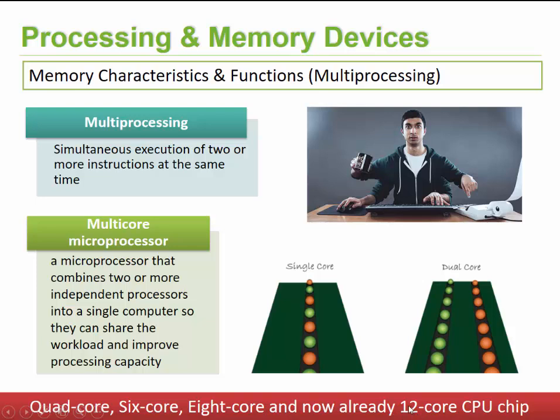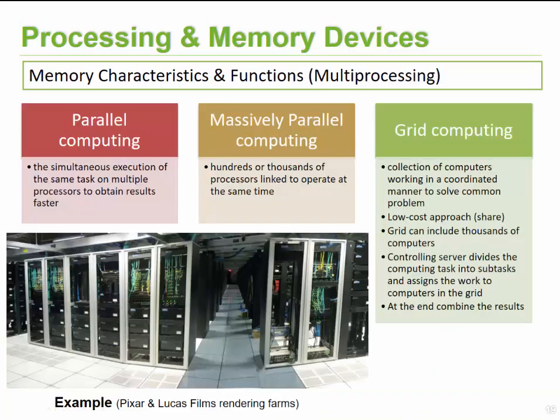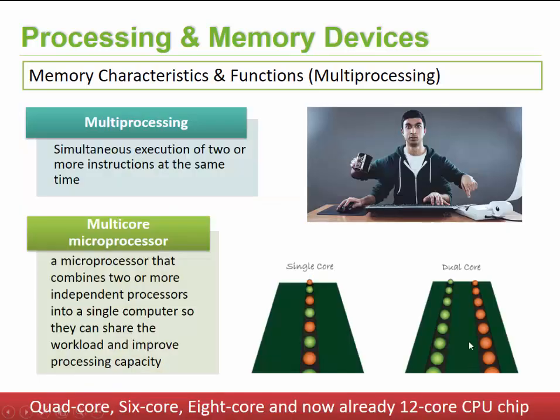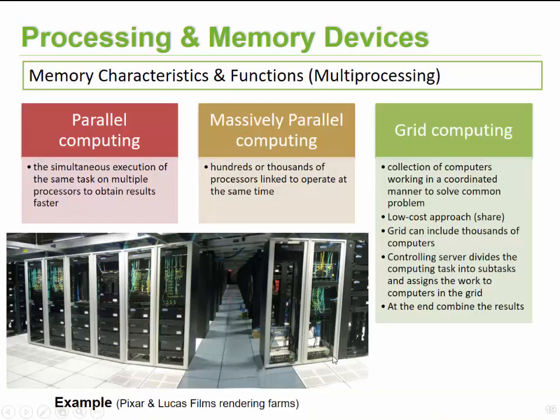Now again, continuing with processing, we need to know the difference between parallel computing, massively parallel computing, and grid computing. Parallel computing is the simultaneous execution of the same task on multiple processors. If we look at the previous example, in this case we have two tasks or two programs, and these are executed independently. It gives equal access to each one of the different processors. So that would be parallel computing.